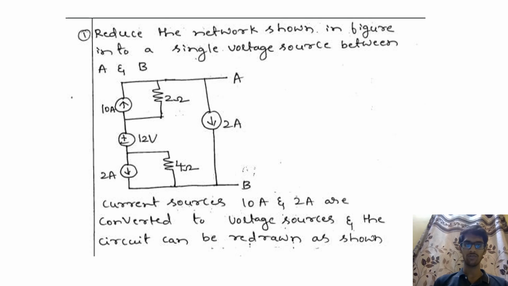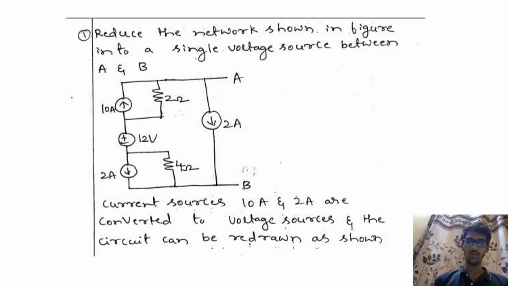The second problem is shown. The question is, we have to reduce the network shown in the figure into a single voltage source between the terminals A and B. Now, first observe the given circuit. We have a 10 ampere current source in parallel to 2 ohm resistance. We have an independent 12 volt voltage source, and again we have a 2 ampere current source in parallel to 4 ohms, and we have a load current of 2 ampere between terminals A and B.